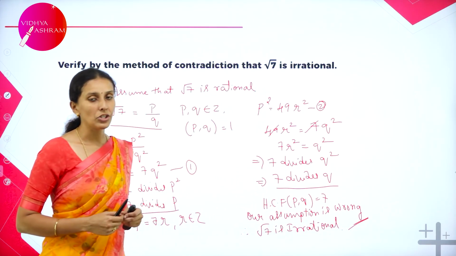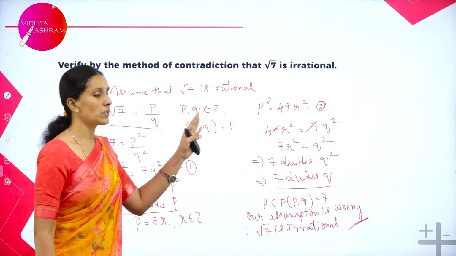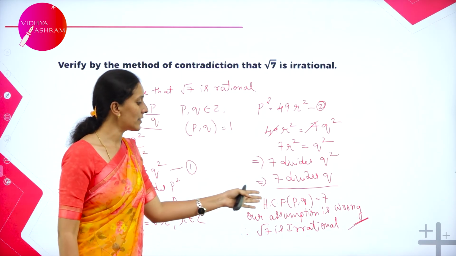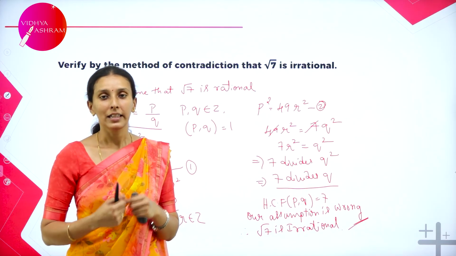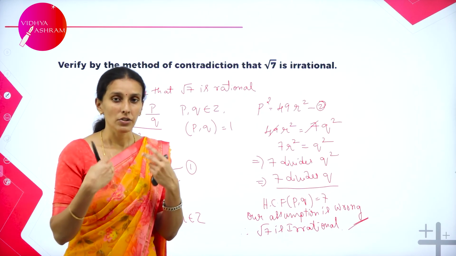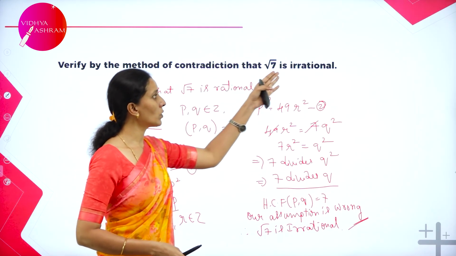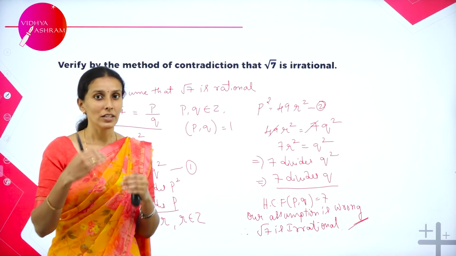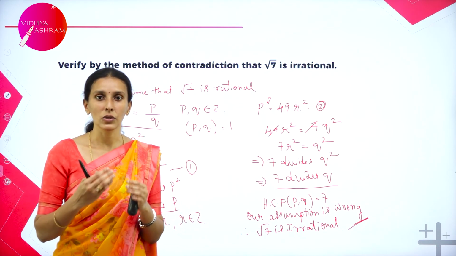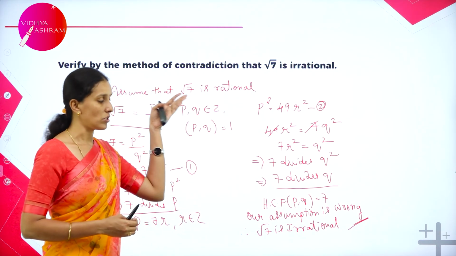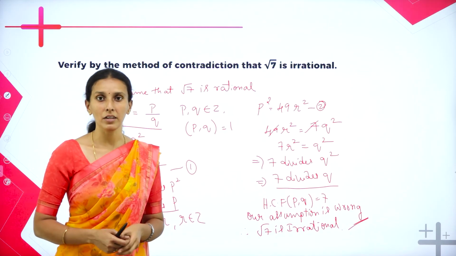If it is rational, then it has to obey the rule that the HCF of P and Q is 1. But we are getting the HCF of P and Q as 7. So therefore, whatever I have taken, the statement itself is wrong. So the given statement was true. What was the given statement? That is, root 7 is irrational. This is how we prove certain statements in mathematics using the method of contradiction. This is the method of contradiction to prove the given statement is true.